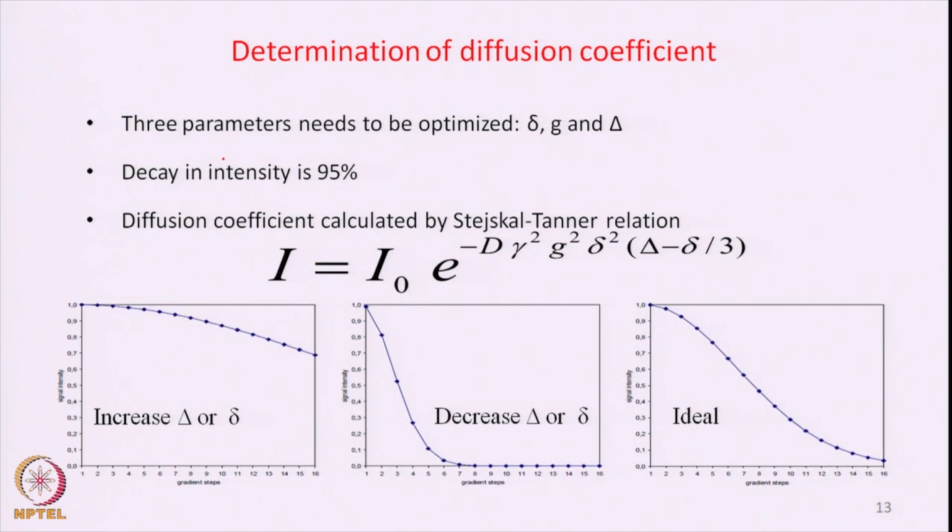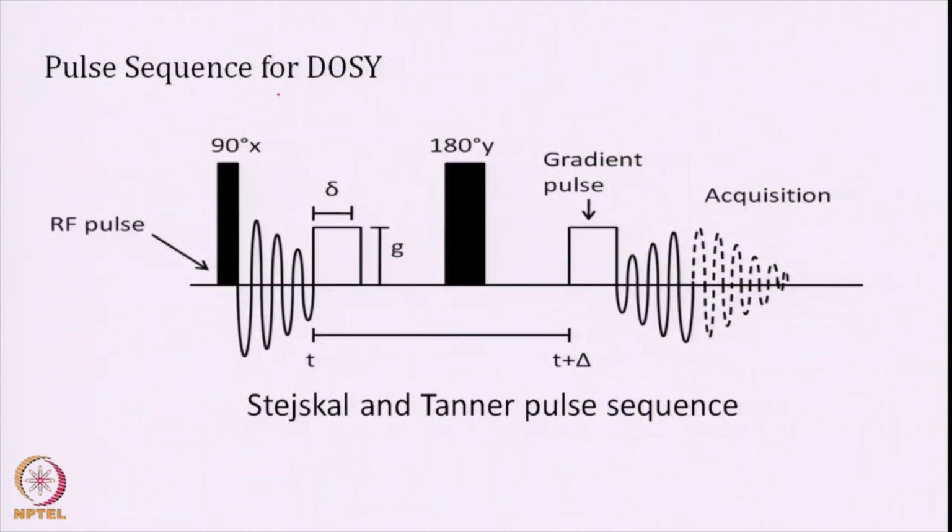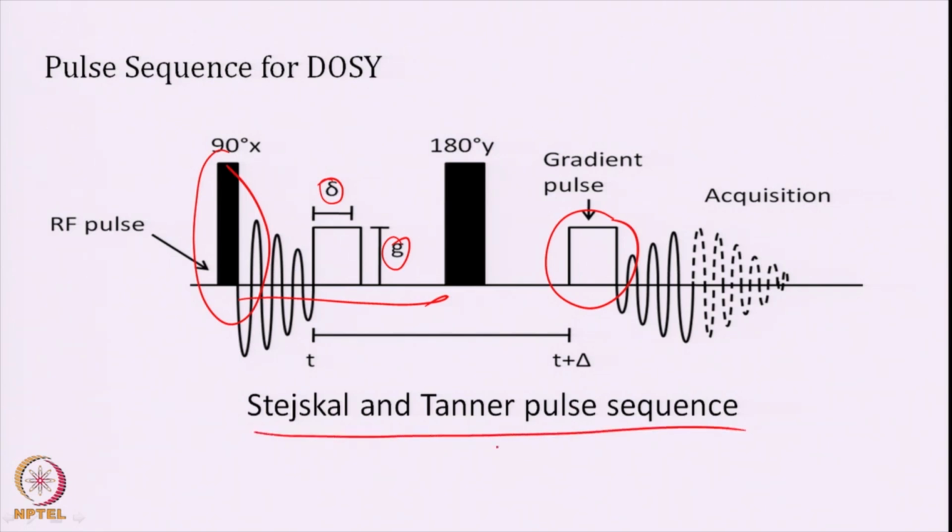So, how are the experiments done essentially? We take a mixture of molecules and apply a sequence like this, where we apply a 90-degree pulse and then a gradient of duration delta and strength G. Then there is a time tau, and then a 180-degree pulse to change the direction, and then a refocusing gradient, and then we acquire. This is called the Stejskal-Tanner pulse sequence for the DOSY experiment.